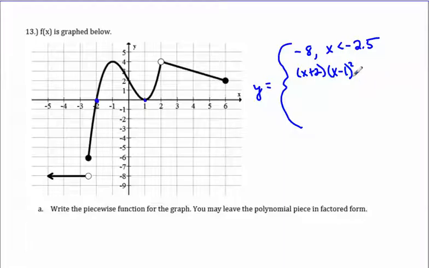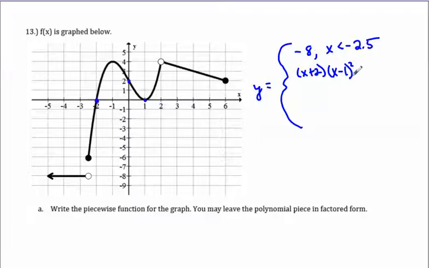Now I want to make sure that this gives me the right y-intercept, because if it doesn't, I would have to put a number in front here, lead coefficient. So I'm going to plug 0 in for my x value and see if I get 2 for my y value. 0 plus 2 is 2. 0 minus 1 is -1. So -1 squared is +1 times 2 is 2. So when I put 0 in, I get 2 out. So it looks like my y-intercept is already working. So this is my equation.